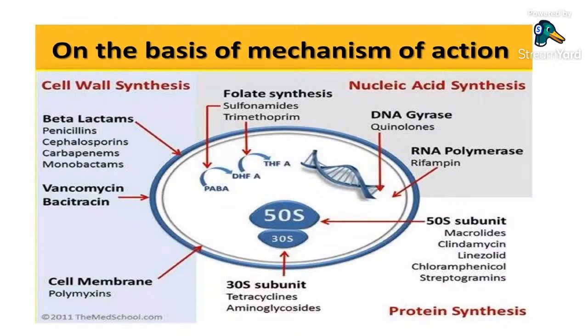On the basis of mechanism of action, there are three mechanisms. First, cell wall synthesis. Second, nucleic acid synthesis. Third, protein synthesis. Cell wall synthesis inhibitors include beta-lactams like penicillin, cephalosporin, carbapenem, monobactam, vancomycin, and the bacterial cell wall membrane agent polymyxin. Second, folate synthesis: sulfonamide, trimethoprim.